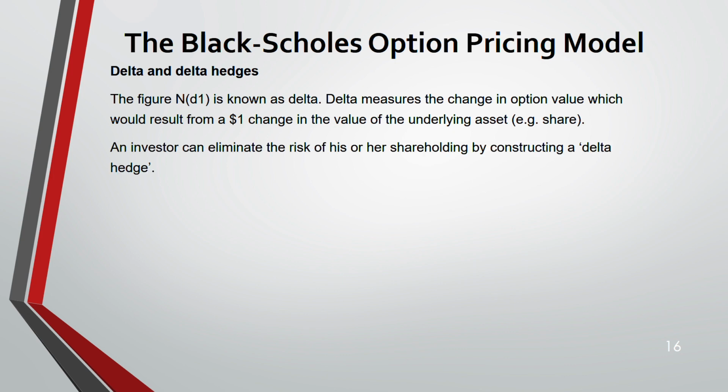Then an investor can eliminate the risk of his. See, we are talking about hedges. Hedges means we are trying to eliminate or reduce the risk by taking certain actions. That is the meaning of hedges. You will definitely know this more when we are studying risk management, but here we only want to know delta hedge. That's it.